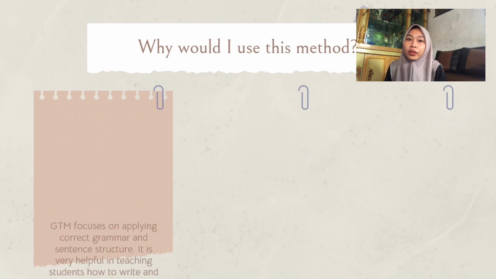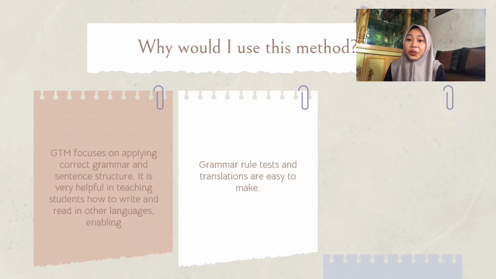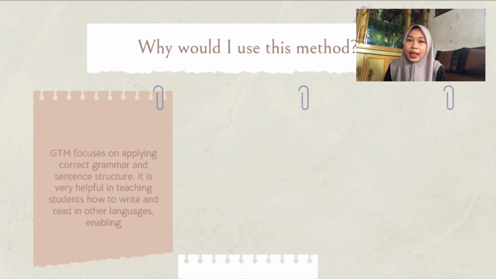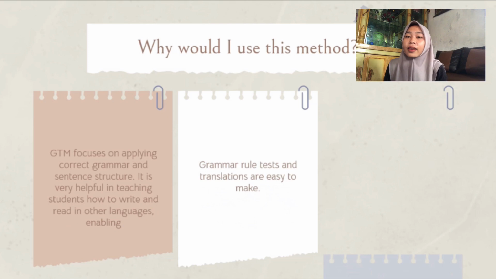Next, why would I use this method? There are three reasons why I would use this method. The first is that GTM focuses on the application of grammar and correct sentence structure. This is especially helpful in teaching students how to write and read in another language, allowing them to explore words and phrases, for example different words for different tenses, more effectively than a verbal teaching method.